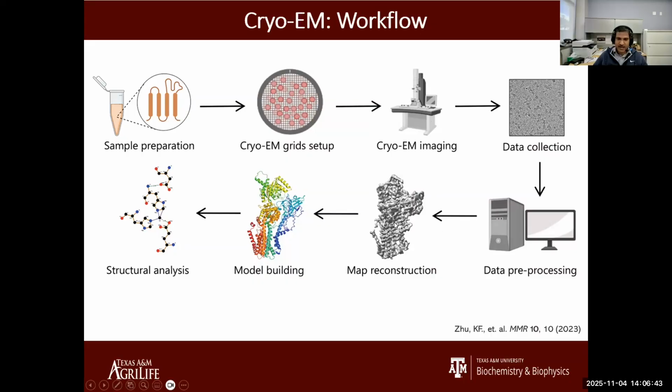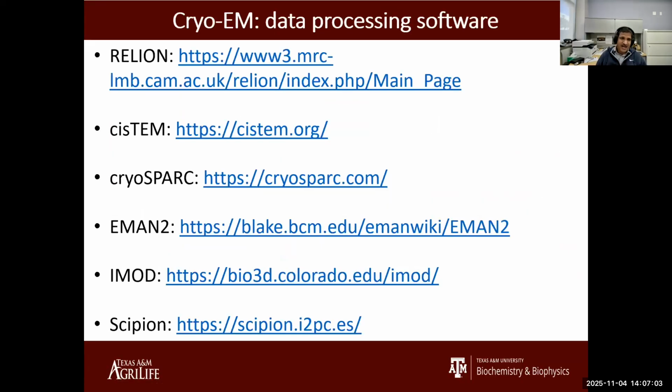And then we do data processing. That's what we're going to do today. And then we get this kind of map. And we do model building, using a prior X-ray structure if you have one, or you can use the AlphaFold model to fit into the map and do the refinement in different refinement software like Phenix, ISOLDE, COOT, etc.